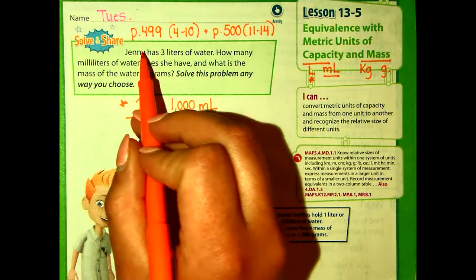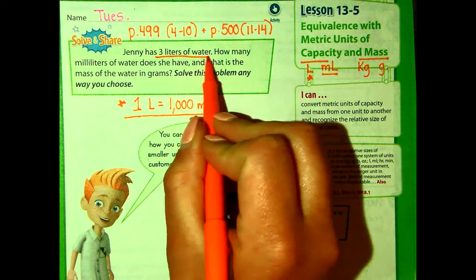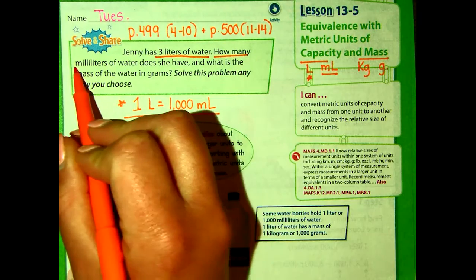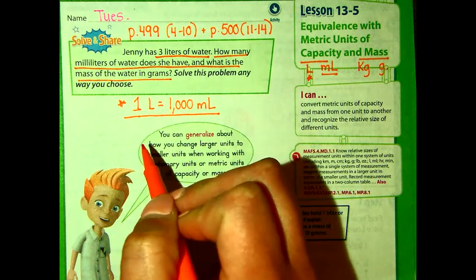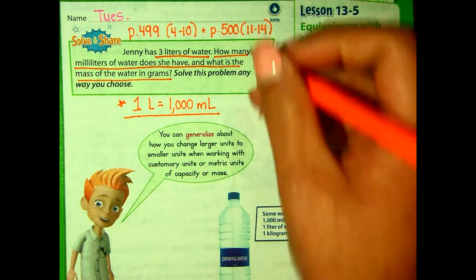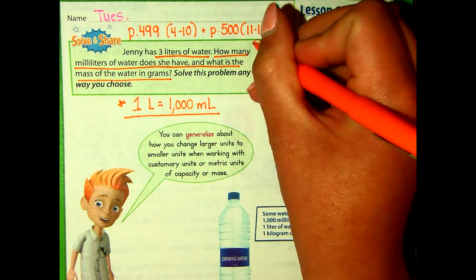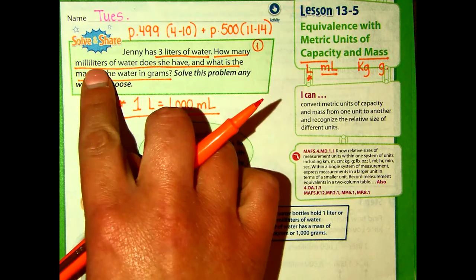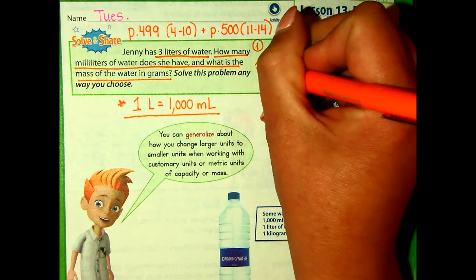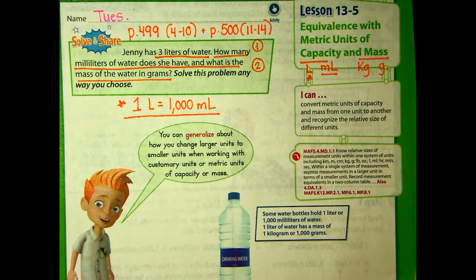Right here. Jenny has 3 liters of water. How many milliliters of water does she have, and what is the mass of the water in grams? So there are 2 whole parts to this question. One where we're focused on converting liters to milliliters, and then part 2 where we have to figure out the mass of her water.